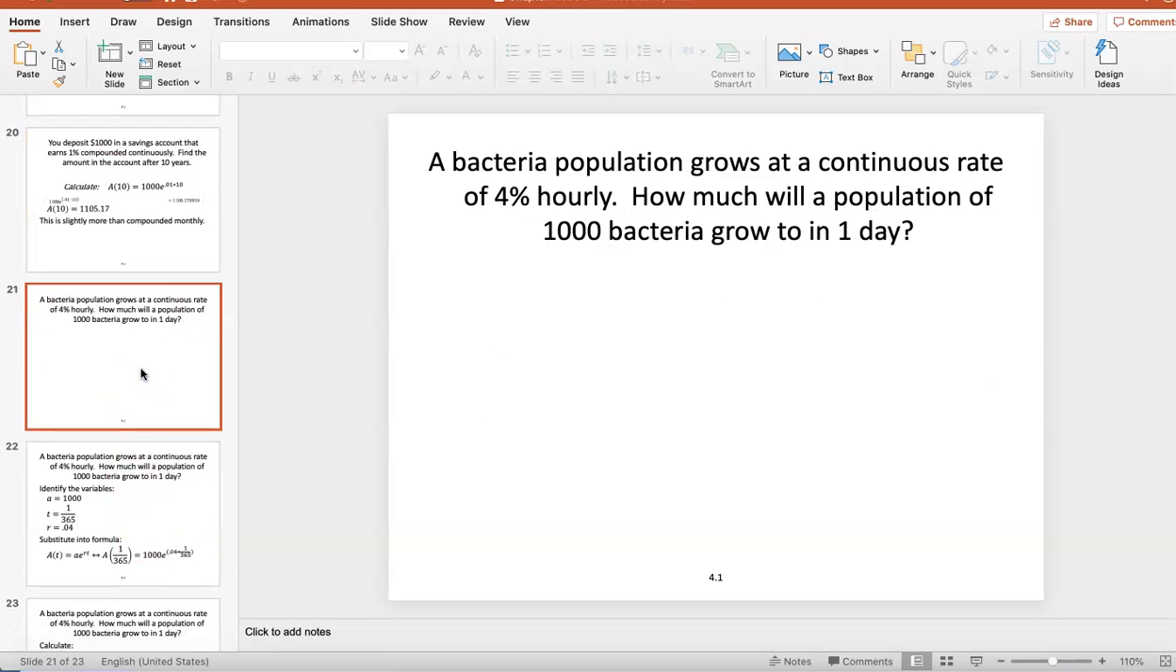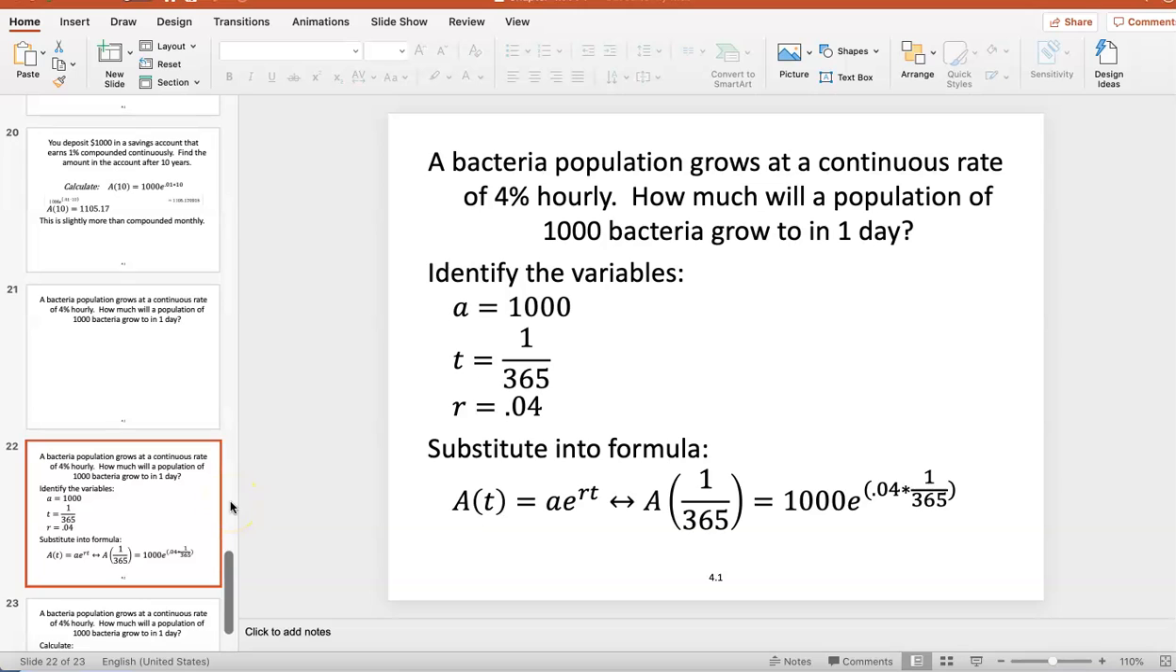Okay, one more little problem I think here. A bacteria population grows at a continuous rate of 4% per hour. How much would a population of 1,000 bacteria grow to in one day? Just one day. So let's look at the problem. A bacteria population grows at a continuous rate of 4% hourly. How much will the population of 1,000 bacteria grow in one day?